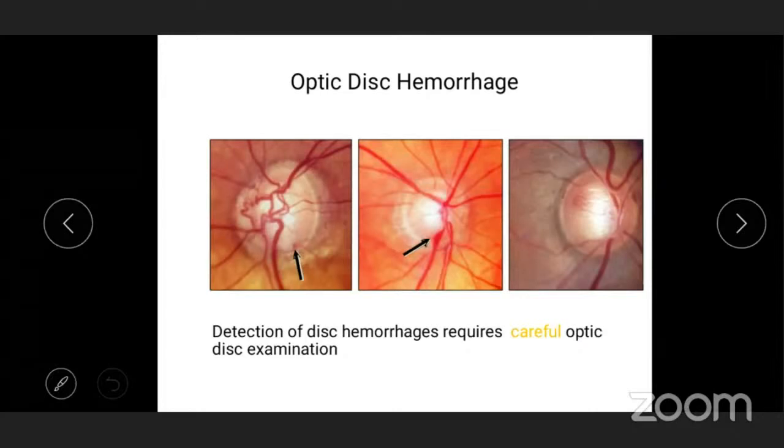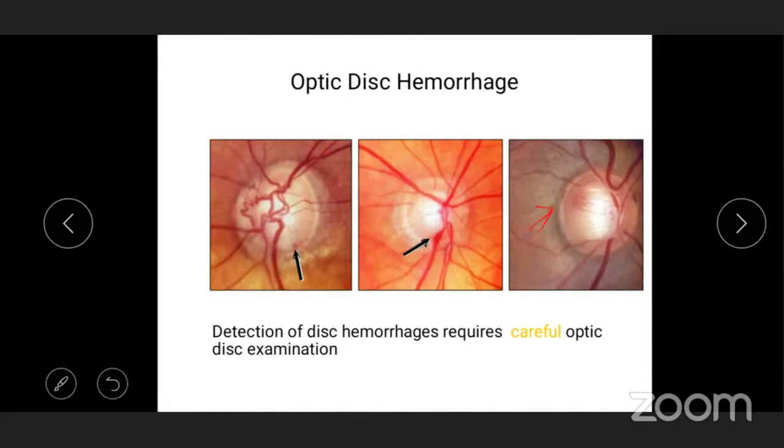That means you may need to lower the pressure further. And this one is at the disc margin. So it may be hidden in the rim, the color of the rim, if it is pink and healthy. So this one is actually, I'll just remove that arrow. So you can see the disc hemorrhage, this one.